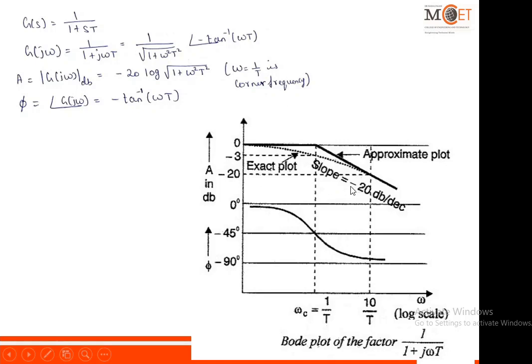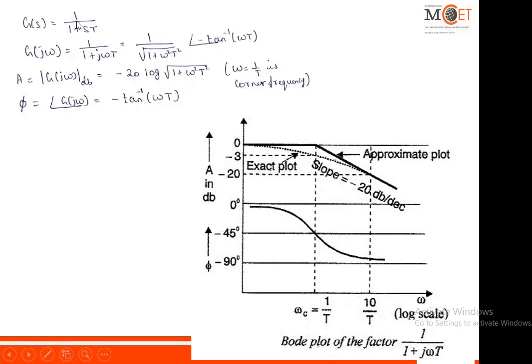You can just remember it like this: because s is in the denominator, it contributes minus 20 decibels, and that too after the corner frequency. s is not individual; s is along with a constant, plus 1. Am I right? So after the corner frequency, it contributes minus 20 decibels. That's the inference from this graph.